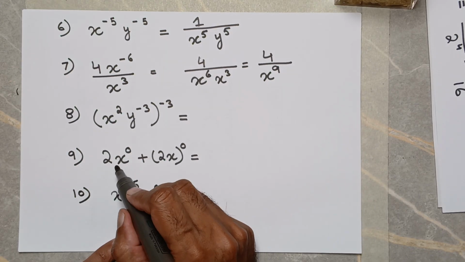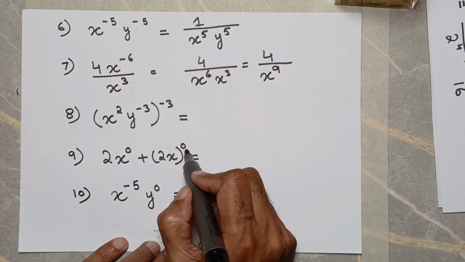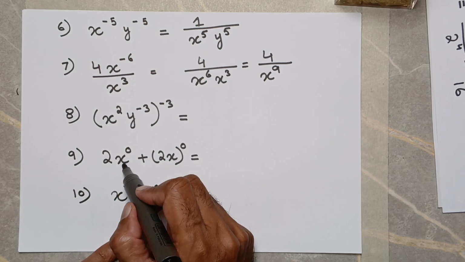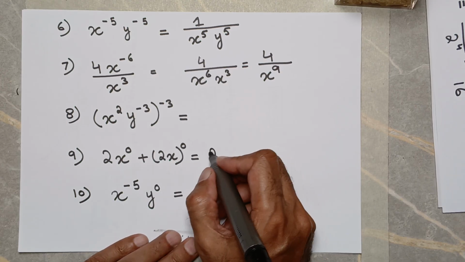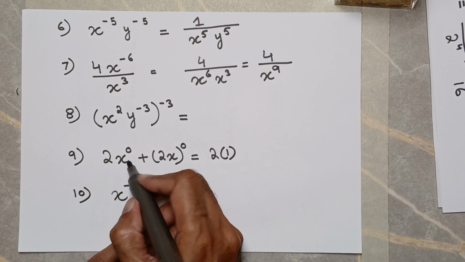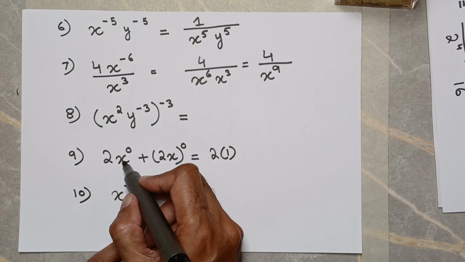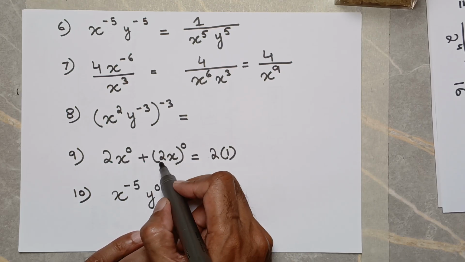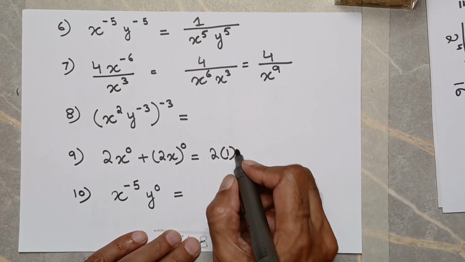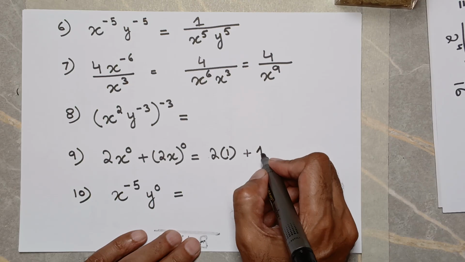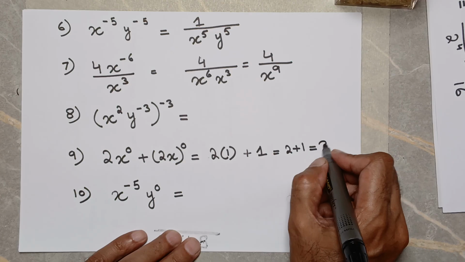Question number 9. 2x raised to the power 0 plus 2x whole raised to the power 0. Now this 0 applies to this x. That means 2 multiplied by 1, because this 0 applies to this x only, so it will be converted to 1 only. But here 2x whole is raised to the power 0, so this whole expression will be converted into 1. So the answer will be 2 plus 1, and 3 is your final answer.